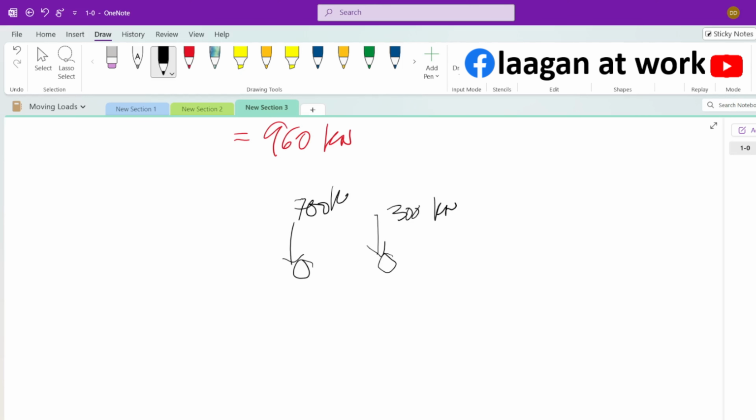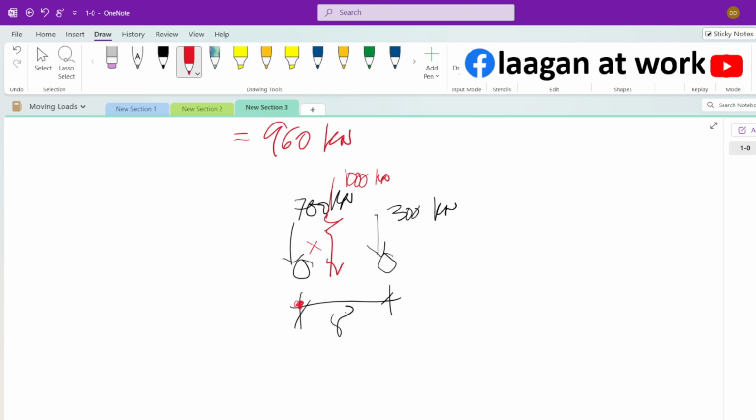300 kilonewton. This is 7 kilonewton, and then this distance is 8. Now, all you have to do first is get the location of the resultant, which is 1000 kilonewton. By summation of moments, say you want to know the distance from the 700 load, from the 700 axle. So to determine x, you sum up your moment, say from here.